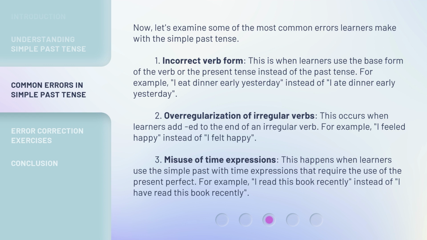2. Overregularization of irregular verbs. This occurs when learners add ed to the end of an irregular verb. For example, I feeled happy, instead of I felt happy.